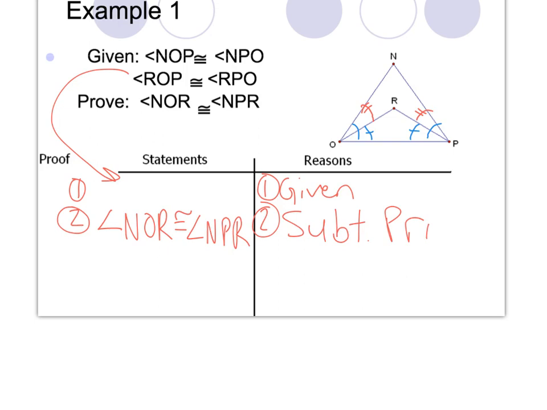And I'm cool with abbreviations, but I will warn you, subtraction property needs to be SUBT, because SUB could also be confused with substitution property, which we have yet to learn. So make sure you differentiate there, all right?